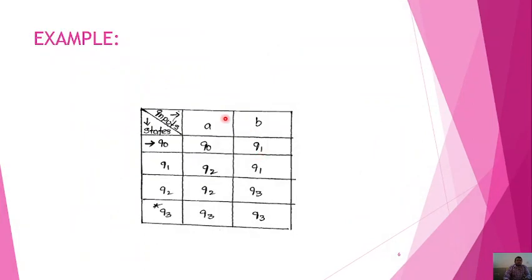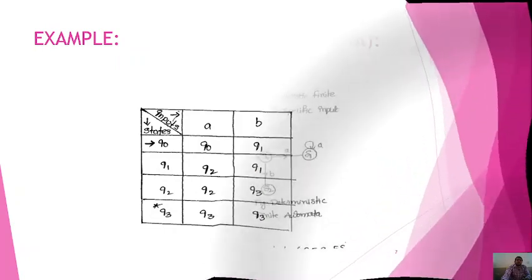Here we can observe a finite automata represented in the form of a transition table. These are the inputs, that is a and b, and these are the total states, that is Q0, Q1, Q2, Q3. Q0 is the initial state and Q3 is the final state, so it is represented with an asterisk. And these all are the next states. That means when reading input a from Q0, go to the same state. When reading input b from Q0, go to next state Q1. In this manner, this is the representation of the transition table.